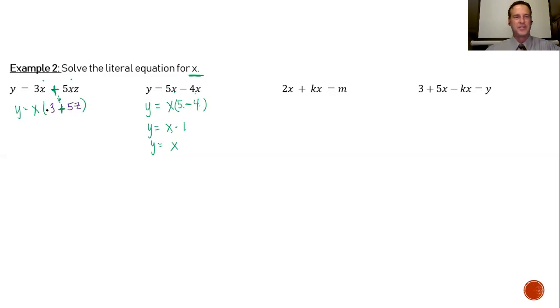Okay, now, new step. How do you get this garbage to the right away from the x? Because that's what we're doing. We're solving for x. Okay, and the way you get rid of this garbage to the right of it is by doing the opposite operation.